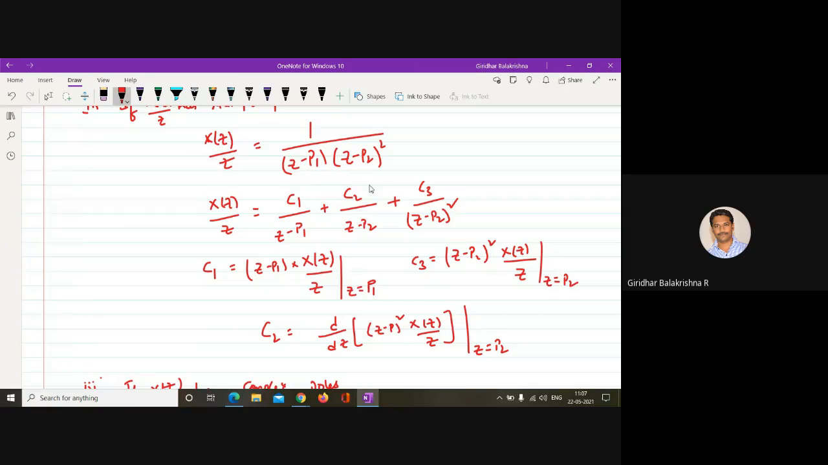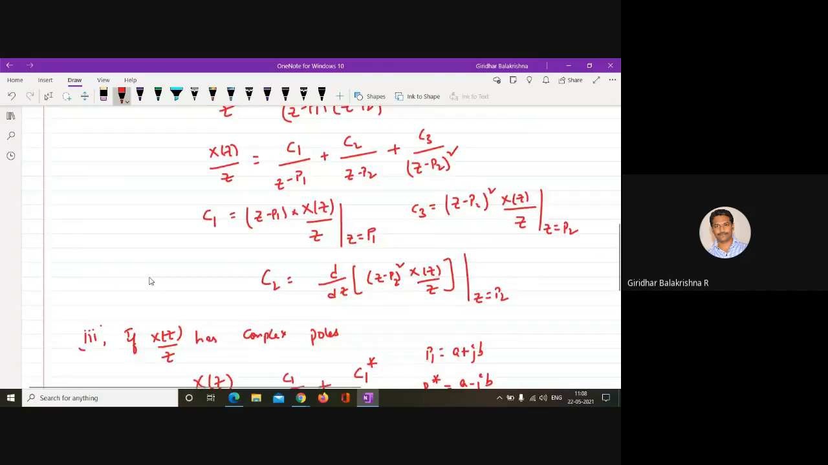For the second one, c2 equals d by dz of z minus p2 whole square into X of z by z at z equal to p2. Like this, we need to represent this and differentiate it. Only after differentiating, you need to substitute or replace z with p2. Then you can find c2.